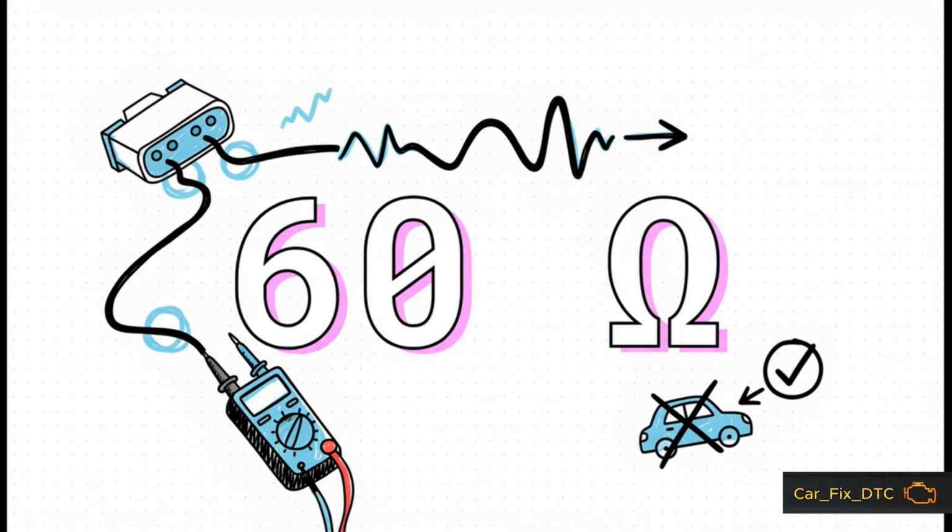Okay, for those of you who are a bit more advanced and comfortable with a multimeter, here's a neat trick. A healthy CAN bus network has a very specific electrical resistance, 60 ohms. You can actually test the whole network by measuring between two pins on your diagnostic port. If that number is way off, bingo, you've just confirmed there's a wiring issue somewhere.